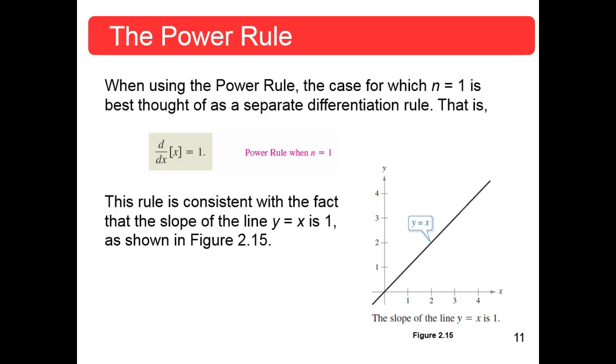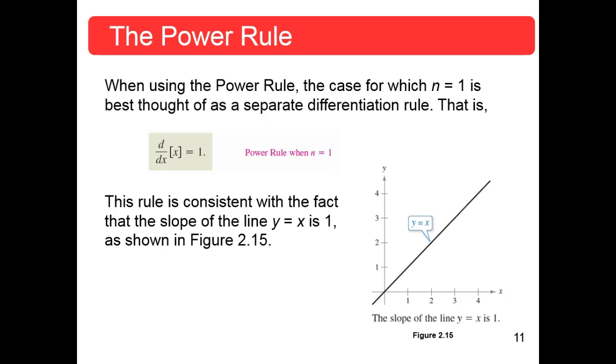Okay. When using the power rule, the case for which n equals 1 is best thought of as a separate differentiation rule, and that's just that the power rule when n is equal to 1, derivative of x is 1. Okay? In fact, if you write that, dx over dx, what does that look like?